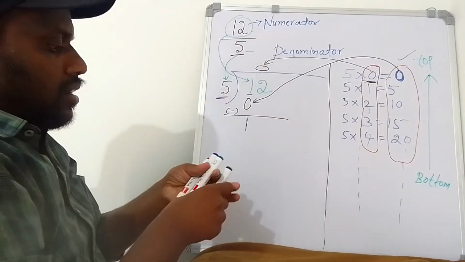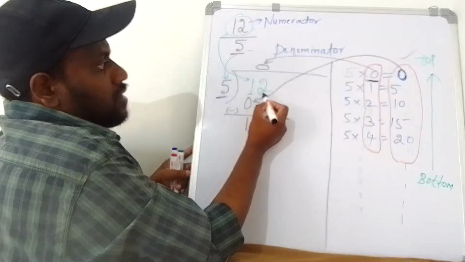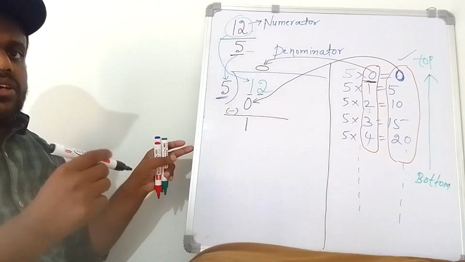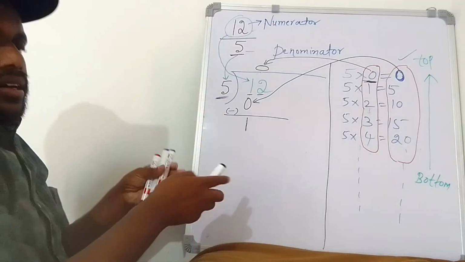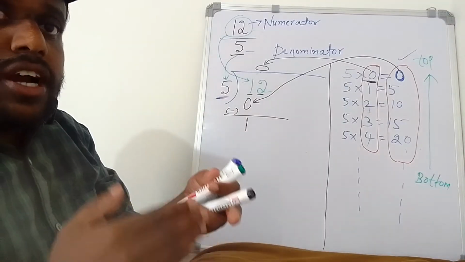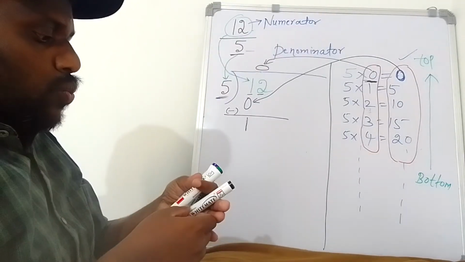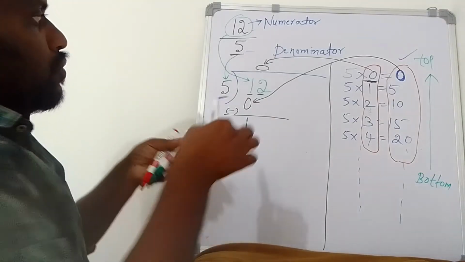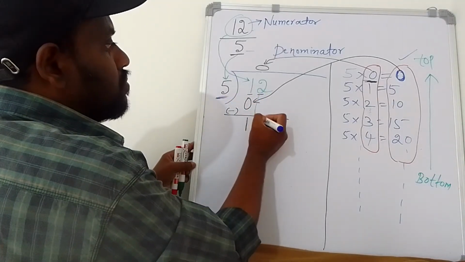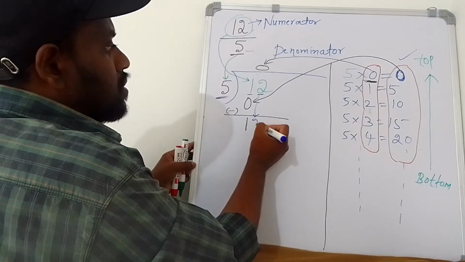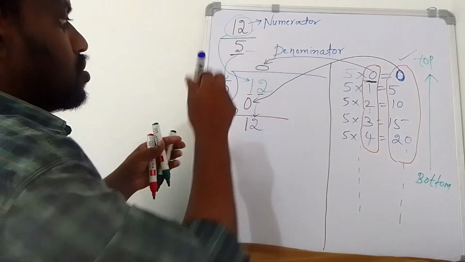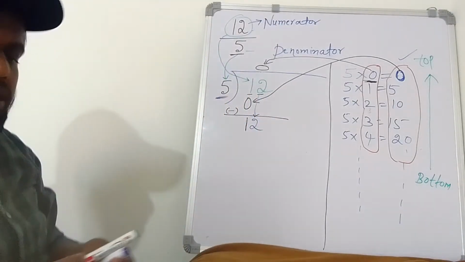But the thing is, here after 1 there is another digit, 2 is there. So now 1 is not the remainder. Still there is a continuation of the division process. So what we have to do next, we have to bring this 2 down.